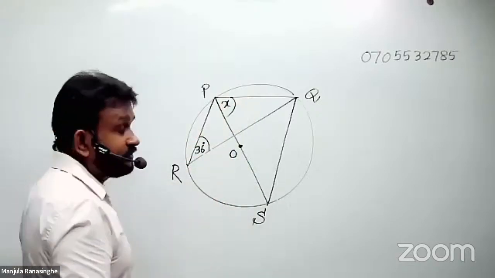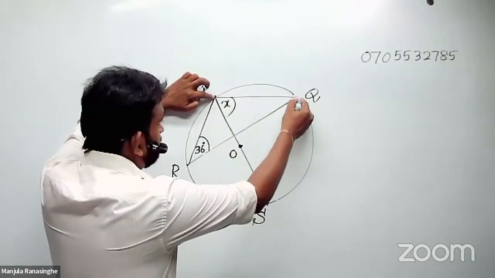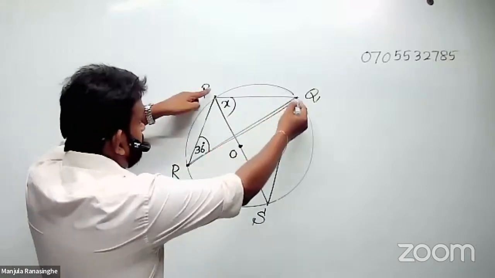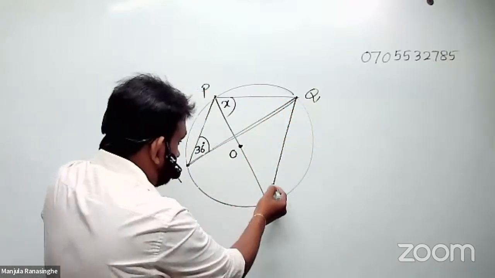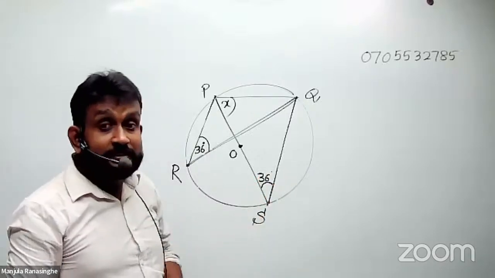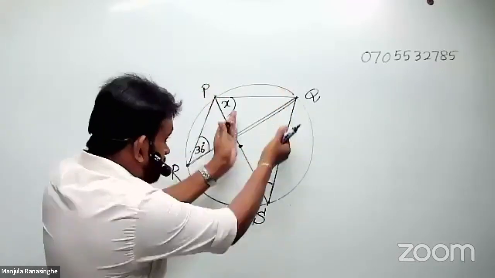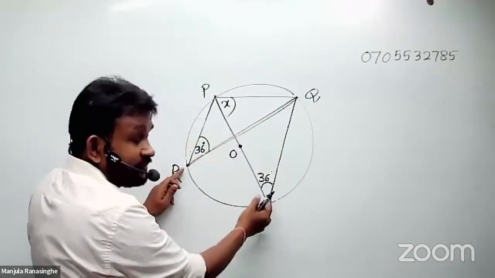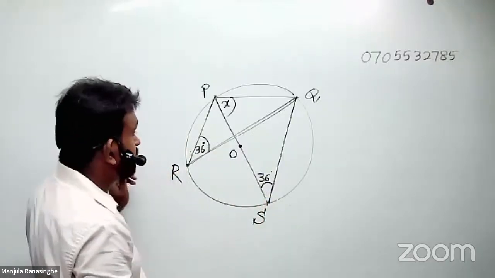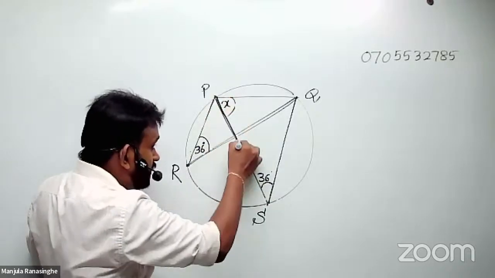So here you can see that the PQ chord is there. From the PQ chord, the angle subtended on the circumference on the same sector is 36. From the same chord, the angle subtended on the sector is also 36. These are the same sector angles, right? 36, 36, by the same sector, subtended on the circumference. Fine. Now you can see this is a diameter.